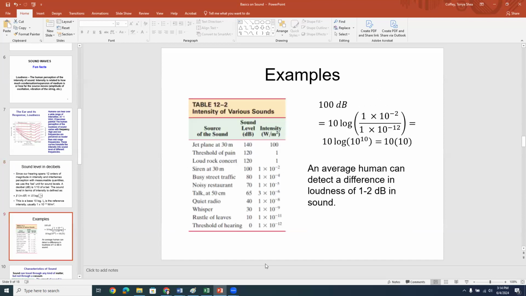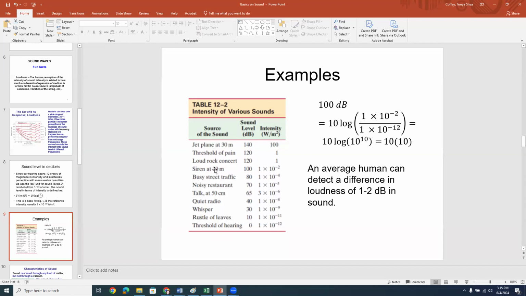Here are some examples of intensities of various sounds. You have all the way up here very, very loud sounds that could damage your hearing, such as a jet plane or a loud rock concert, right? Those are at 140 and 120 decibels respectively, all the way down to a whisper and a rustle of leaves. And those have intensities of 10 to the minus 9 and 10 to the minus 11 watts per meter squared.